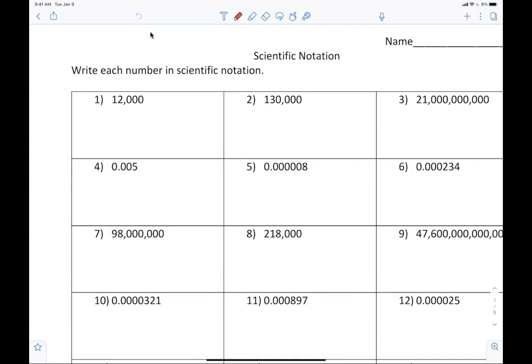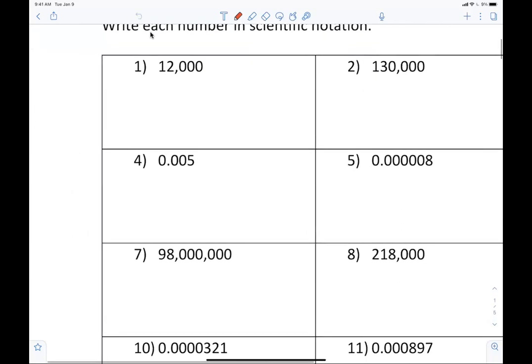So that means it can be anything but a what? Zero. So the answer for number one is 1.2. It goes after the first non-zero digit, and then it would be times 10. Now, the decimal we want is at the end, and I moved it in front of the 2. So it moved how many spots? 1, 2, 3, 4 spots. So the exponent is a 4. 1.2 times 10 to the 4th.